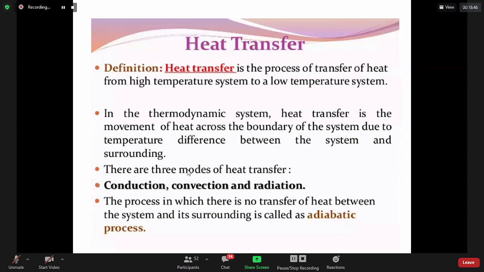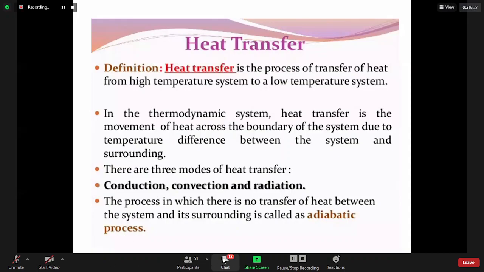We have looked at the different modes of heat transfer when we were introducing the pharmaceutical industry. We looked at conduction, convection, and radiation also. The process in which there is no transfer of heat between the system and its surroundings is called adiabatic. So it's called an adiabatic system.